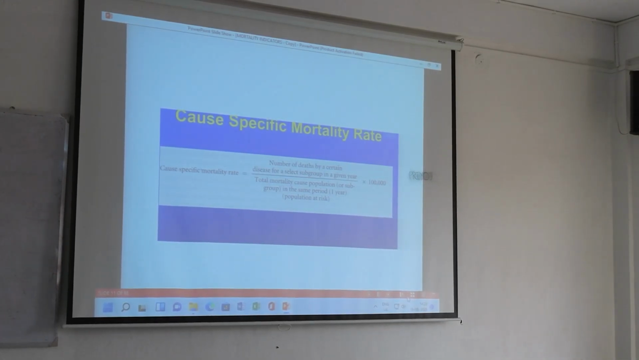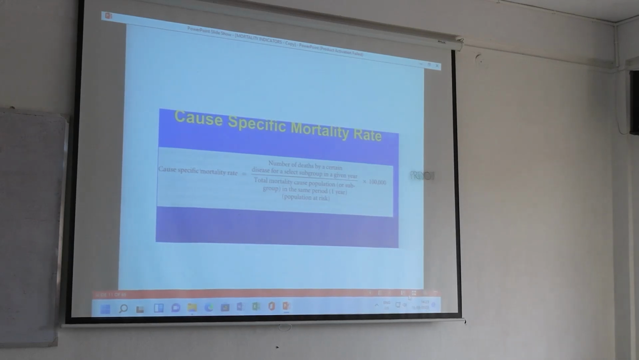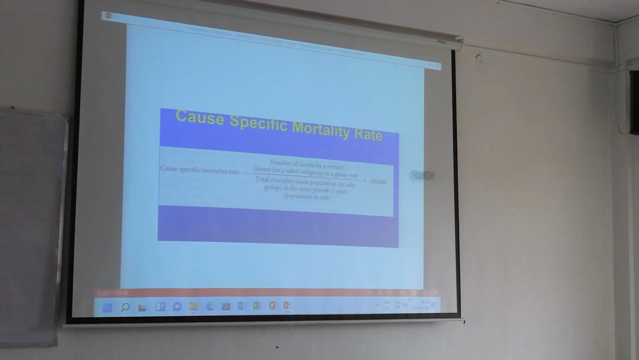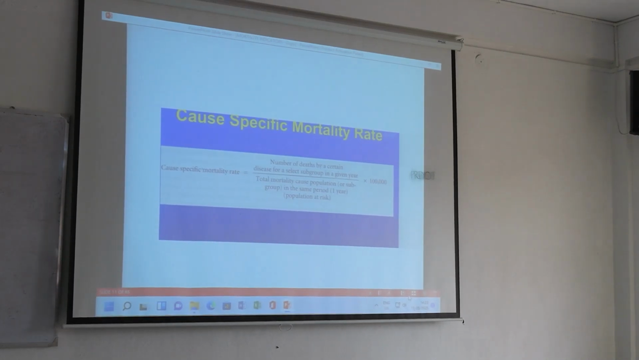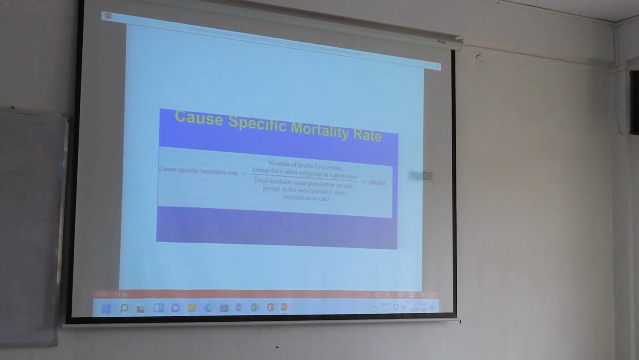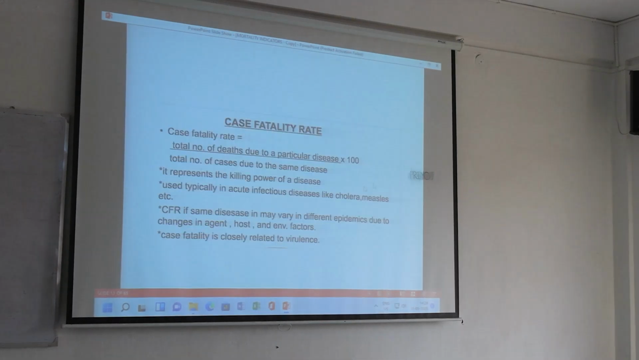Deaths by a certain disease or selected subgroup in a given year, divided by total mortality from all causes in the same subgroup. So, for example, 50 people died in a particular village, out of which 20 people died due to road traffic accidents. So 20 divided by 50, the total number of deaths in the same village, that will be the cause specific mortality. Then case fatality.